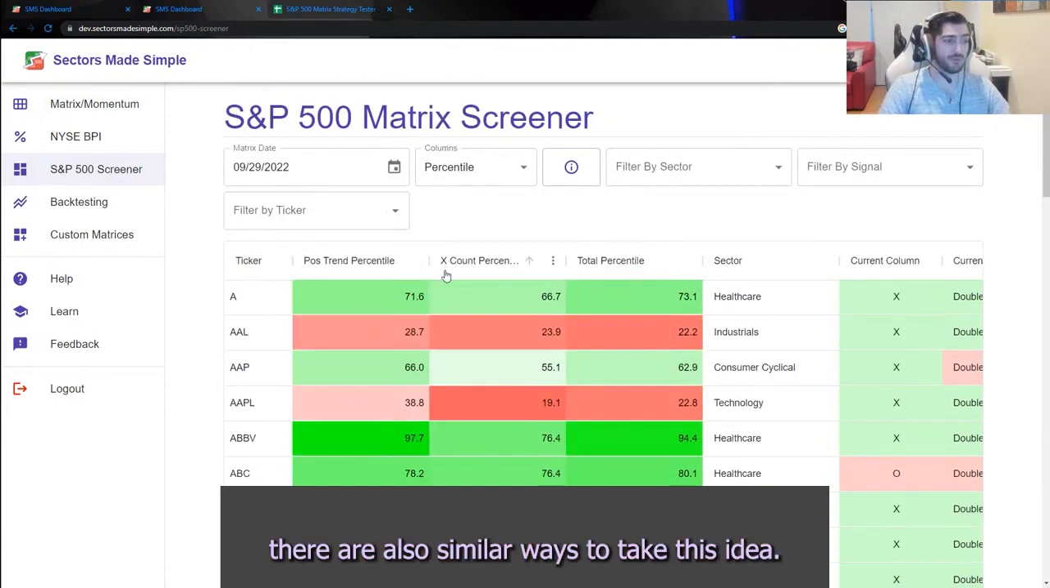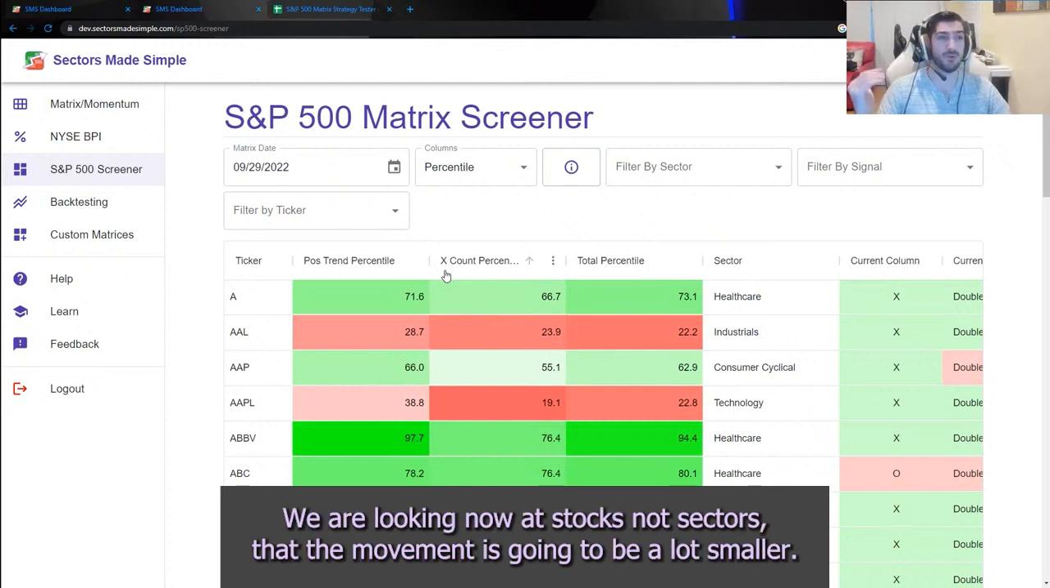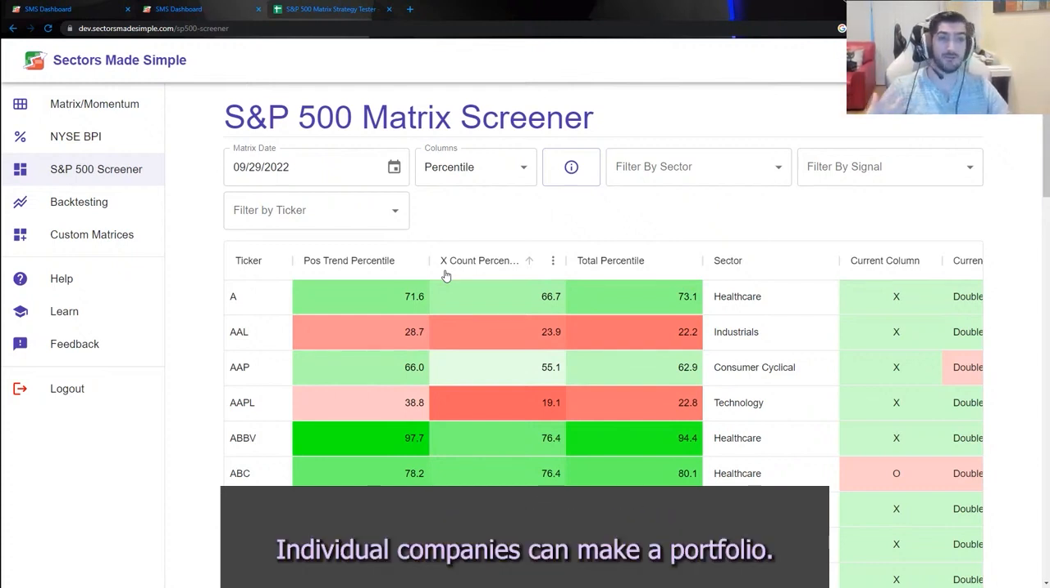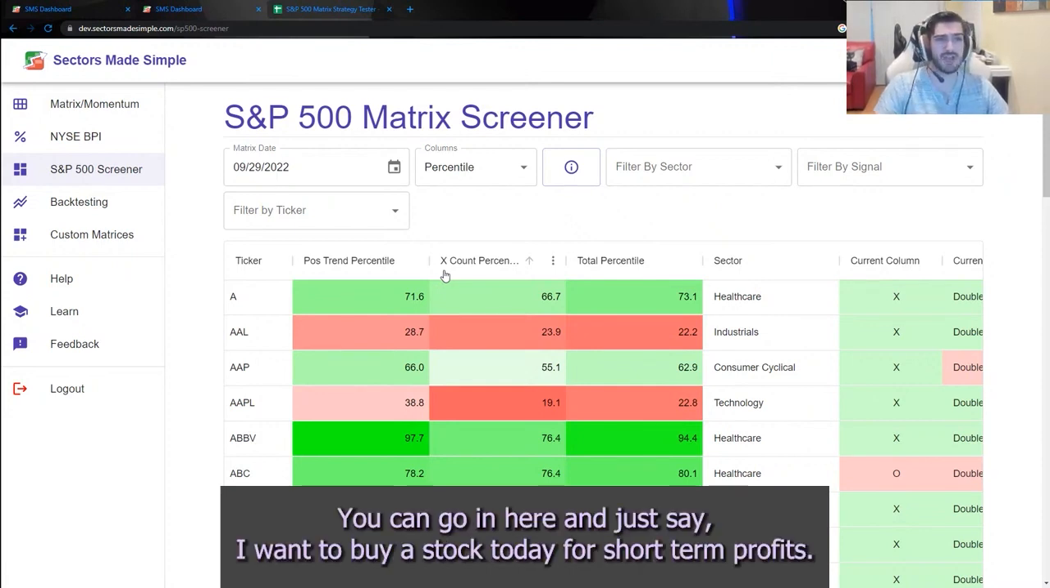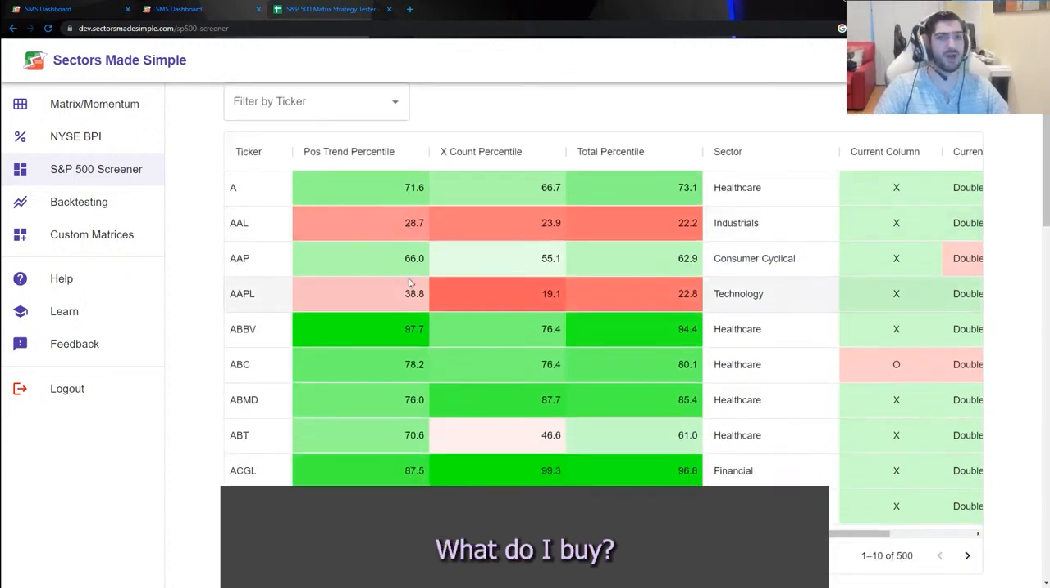There are also similar ways to take this idea and instead of selling it off once every week, you buy the stock and you hold it. We are looking now at stocks, not sectors, so the movement is going to be a lot smaller, so we need to be jumping from ship to ship to ship. Individual companies can make a portfolio. You can hold on, you can go in here and just say, I want to buy a stock today for short-term profits. What do I buy? You go in, you find it, you buy it.